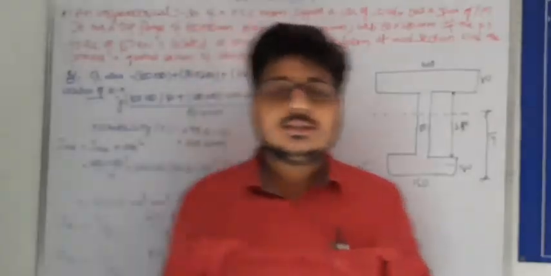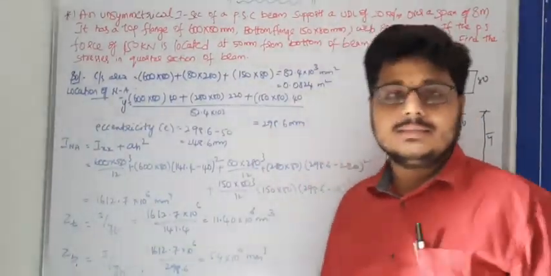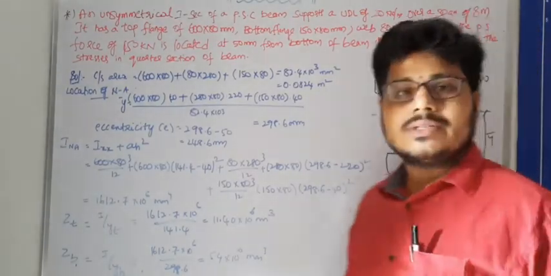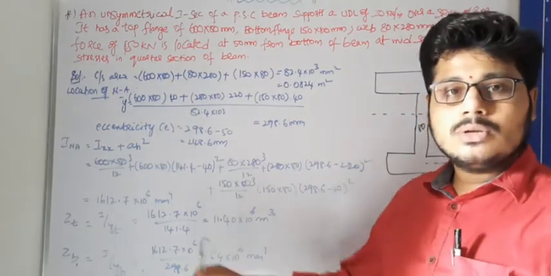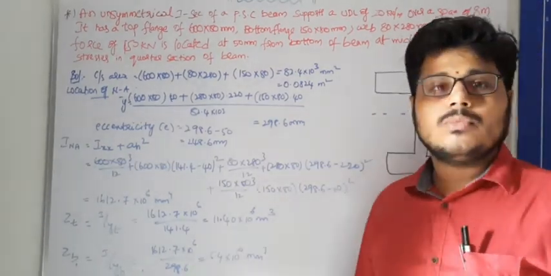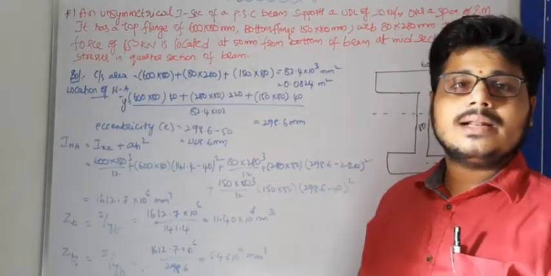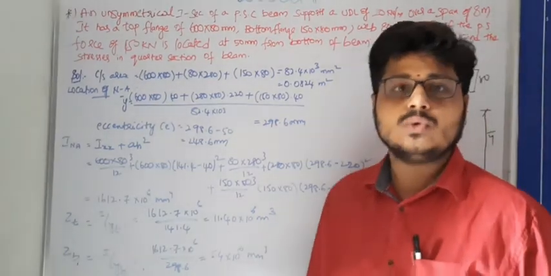So good morning students. This is a very important problem, and it is a previous problem on stress. Already we have discussed analysis of stress problems. Before, we discussed the problem for a rectangular beam, but here an unsymmetrical I section is given. How to solve?